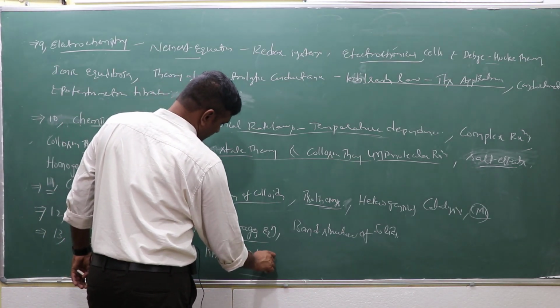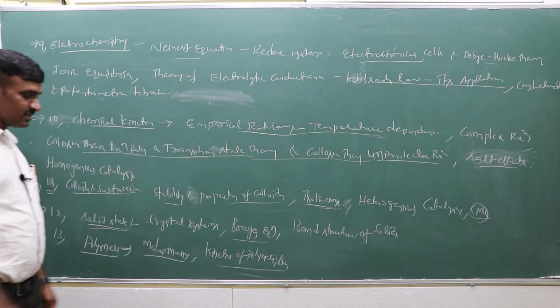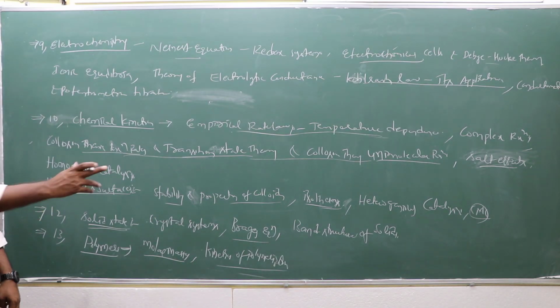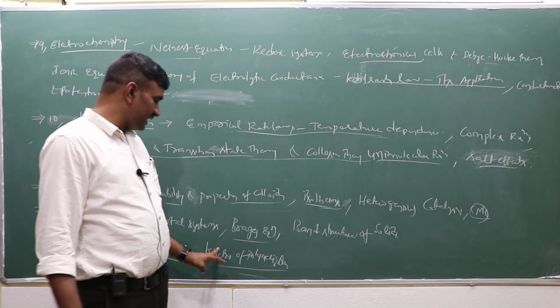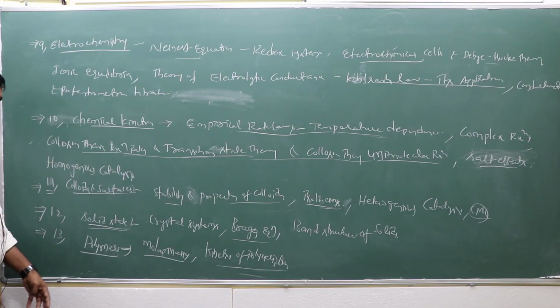It is related to kinetics and polymerization processes: step growth polymerization, chain polymerization, ionic polymerization and free radical polymerization. So many polymerization reactions are there, and the kinetics of those polymerization reactions. Based on that, there is a question. You may expect a 4 marks question. You can also attempt the question easily.